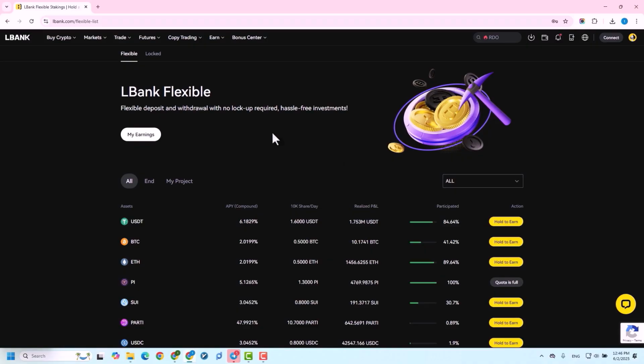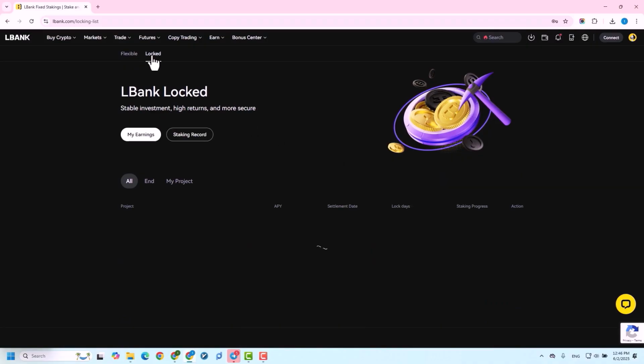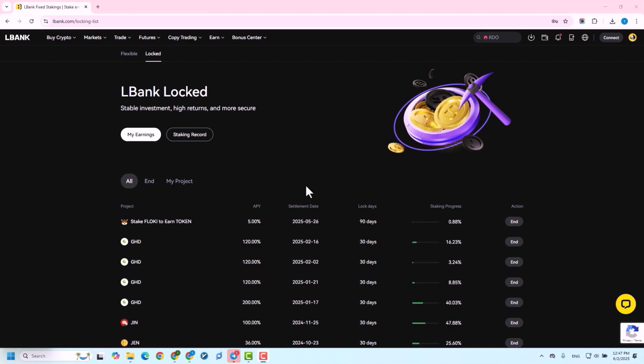The next section is about the lock-it part. This section is suitable for those who are looking for higher returns with more stable investments. In this method, you lock your tokens for a specific period of time, and in return, you receive a higher interest rate compared to the flexible option. For example, some projects offer annual returns of up to 200%, but keep in mind that you cannot withdraw your assets until the end of the lockup period.